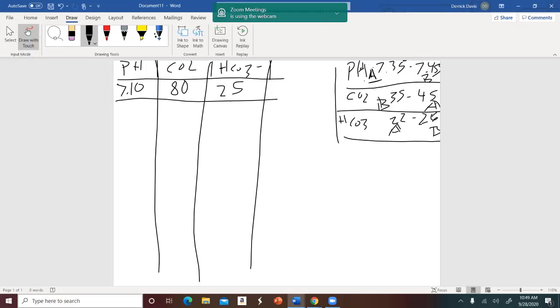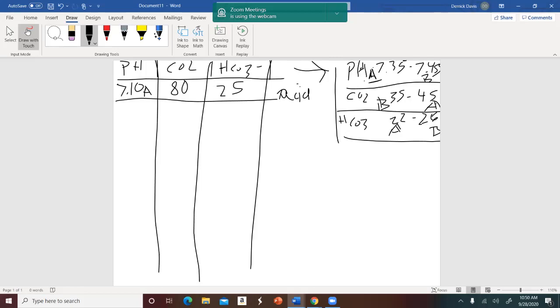So what I recommend is just using a labeling method. So a pH of 7.10 is considered acidic or basic? Well, let's look over at our little scale that we drew here. 7.35, anything less than 7.35 is an acid. So we're going to say that this is an acidosis, right? And if you want to, you can go ahead right over here and write acidosis. I'm just going to write acid because I don't have a lot of room there.